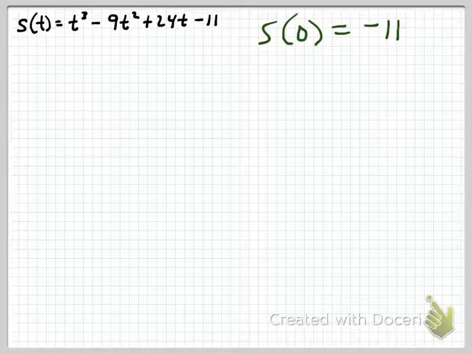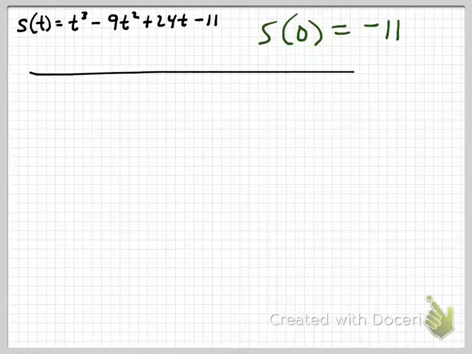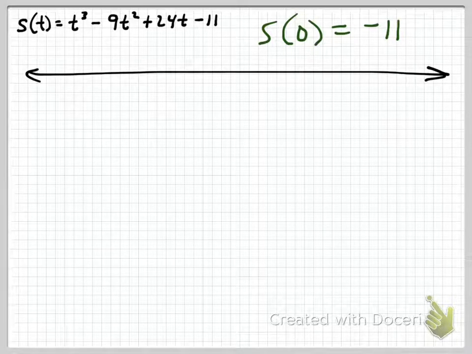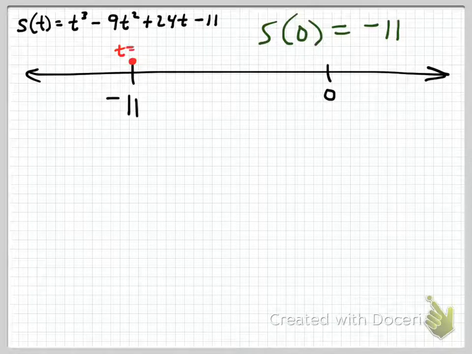So if we take a look, we can draw a number line here, and let's say we put 0 right there, and negative 11 is where this object is at time t is equal to 0. So that's where we're going to start.